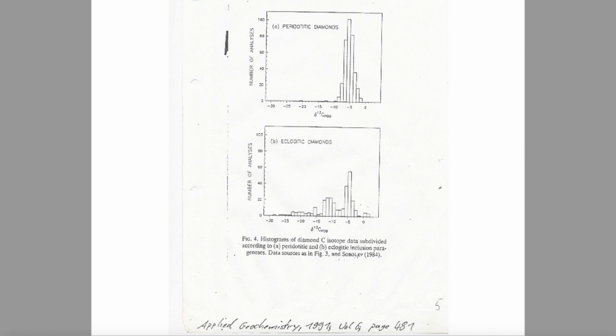So here we have two diagrams. On the y-axis, we have the number of analyses, and on the x-axis, in both diagrams, the carbon isotopes. Now we can see that carbon isotopes in peridotitic diamonds range between 0 and -10 roughly. They are very homogeneous in peridotitic diamonds. In eclogitic diamonds, they show a huge variation, scattering between 0 and -30. So that means when we compare an E-type diamond with a P-type diamond, both diamonds are formed by different carbon.